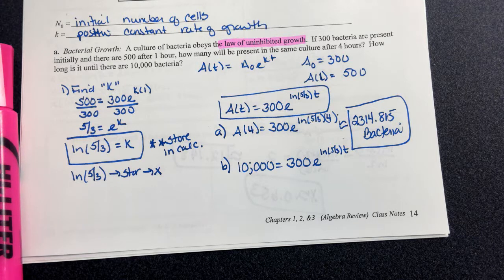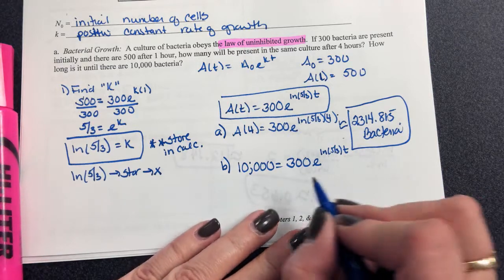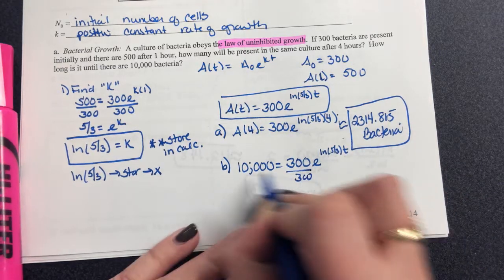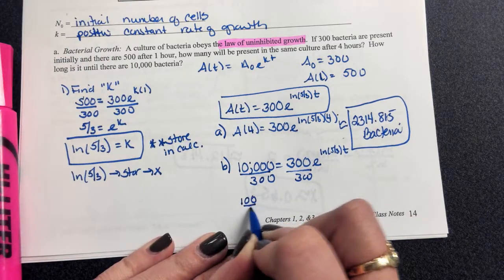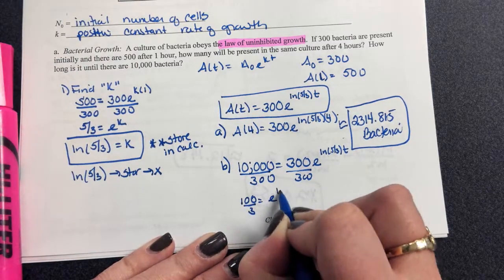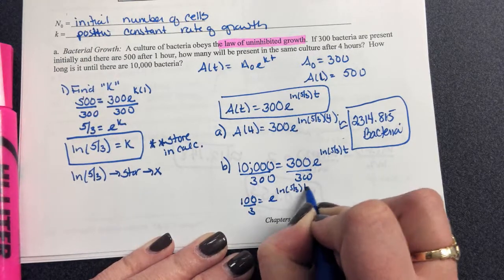So I want to solve for t, so I'm going to have to isolate the base of e. So what's going to be that first step? I'm going to divide by 300. So I'm going to end up with 100 over 3 is equal to e raised to the natural log of 5/3 times t.